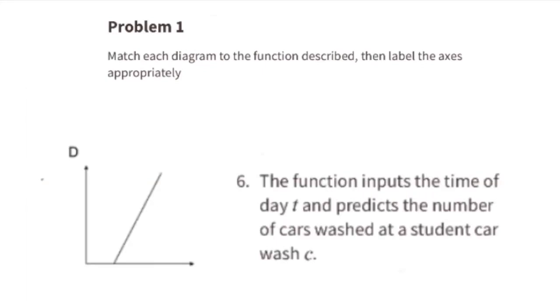Diagram D matches function 6. The function inputs the time of day t and predicts the number of cars washed at a student car wash, C. The horizontal axis or the x-axis represents the time of day t, and the vertical axis, which is the y-axis, represents car wash C. This graph shows that once the students finally opened up the car wash, the number of cars washed increased at a constant rate.